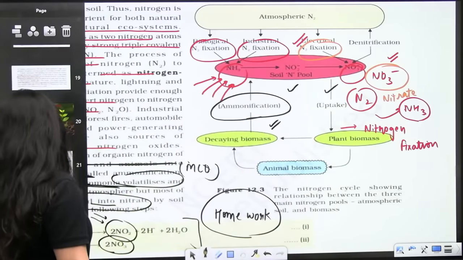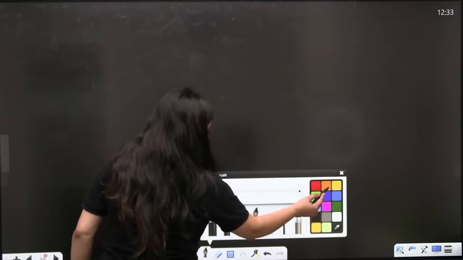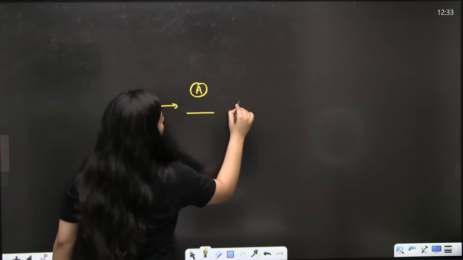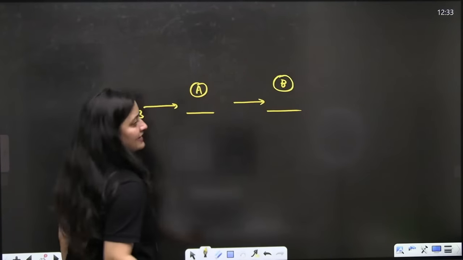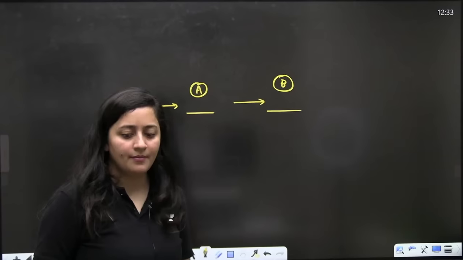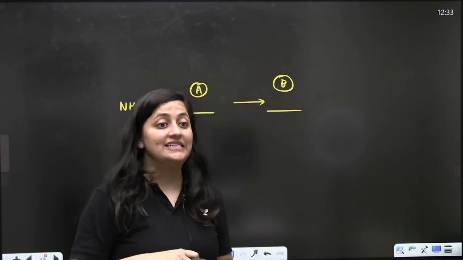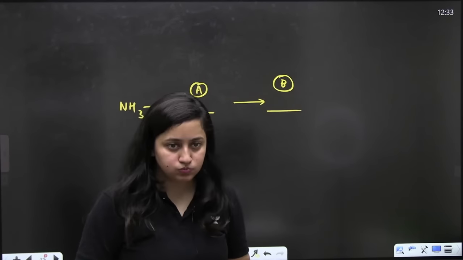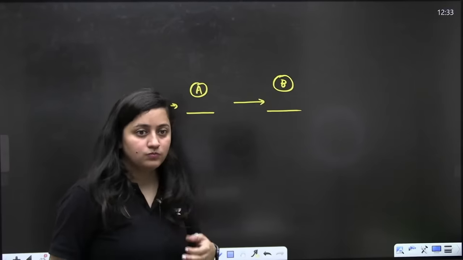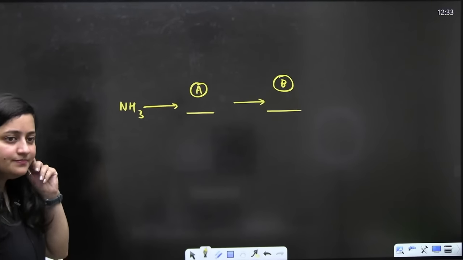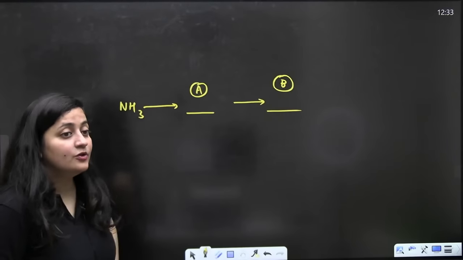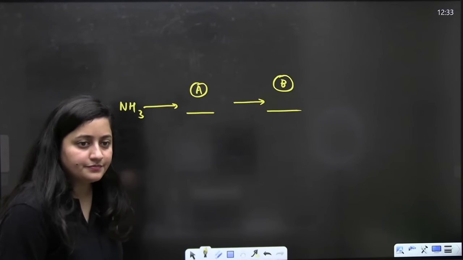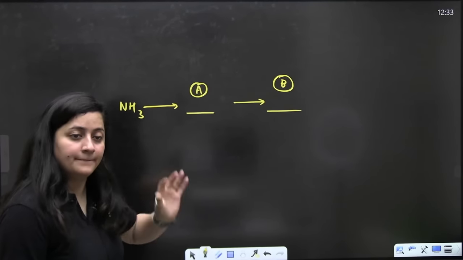Let me ask you one question. Here you have NH3. What will come at A and what will come at B? Quickly, answer in the chat section. I'll tell you the trick of the microbes that are going to convert it. Quickly, what is at A, what is at B?